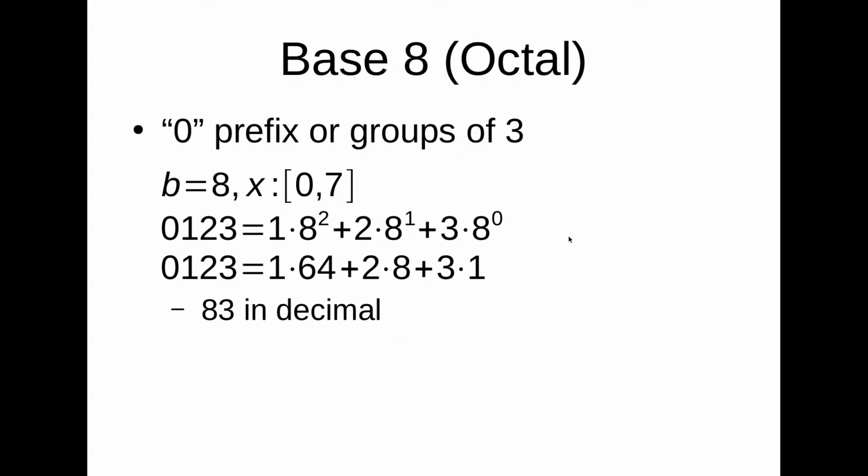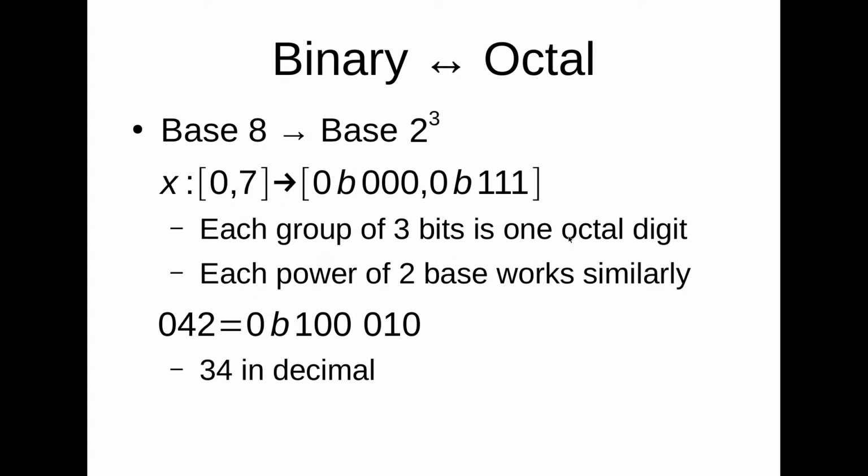So 0123 would be 1 times 8 to the second plus 2 times 8 to the first plus 3 times 8 to the 0, which is just 64 plus 16 plus 3, or 83 in decimal. 8 is also a power of 2, so base 8 is just base 2 to the third, which means the 0 through 7 from octal is just the same as binary 000 through binary 111, where in this case each group of 3 bits is 1 octal digit.